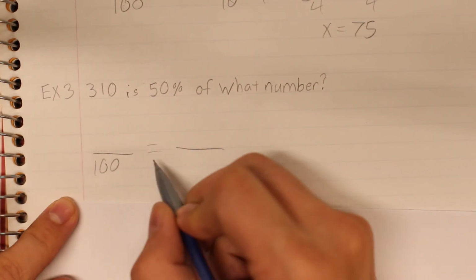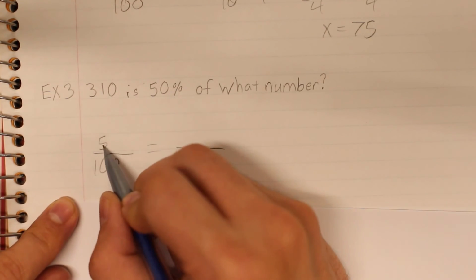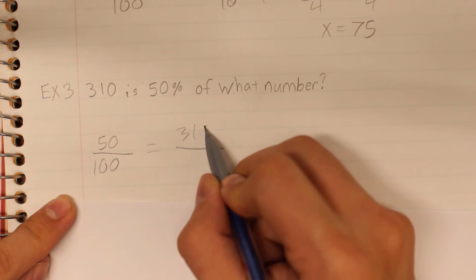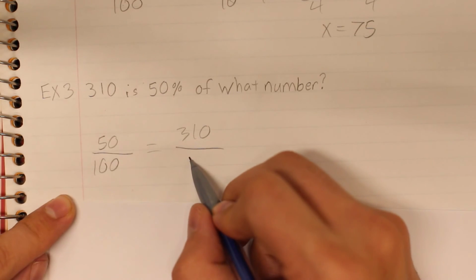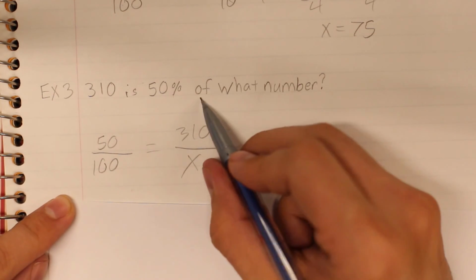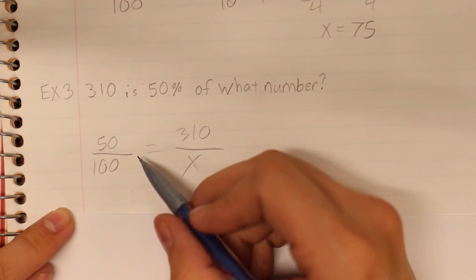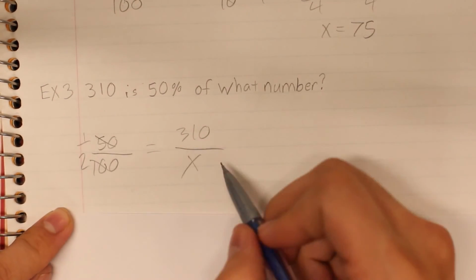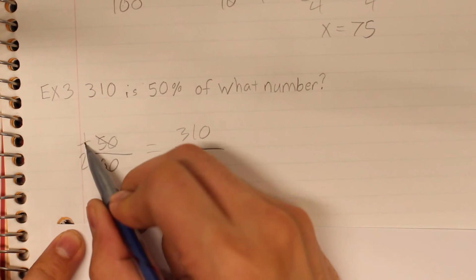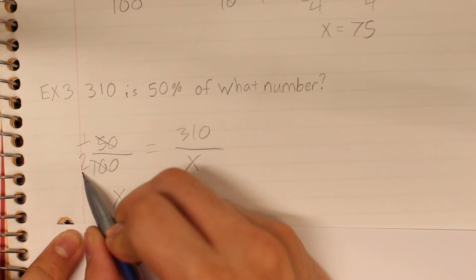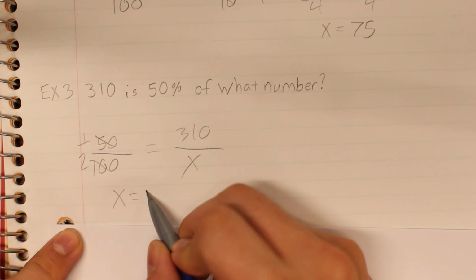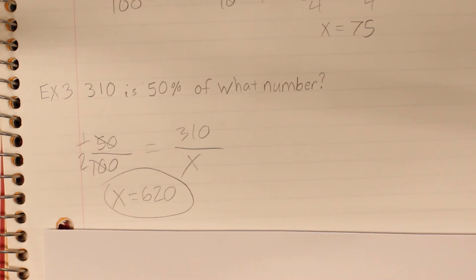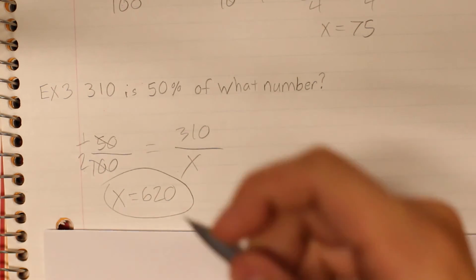So we have the 100. We know the percent this time. It's 50. We know the is, 310, and we know that our variable goes here because we don't know the of. It's of what? So we could reduce to 1/2. We could cross multiply, and we would get x, because 1 times x, is equal to 2 times 310 is 620, and we're done, because that one worked out pretty easily with no dividing needed because we multiplied by the 1.